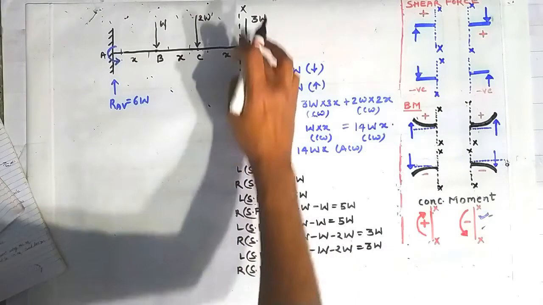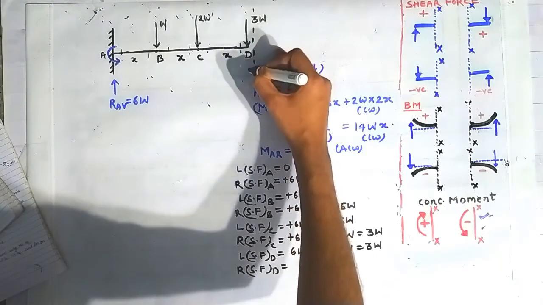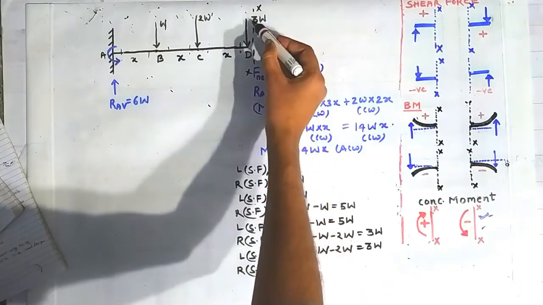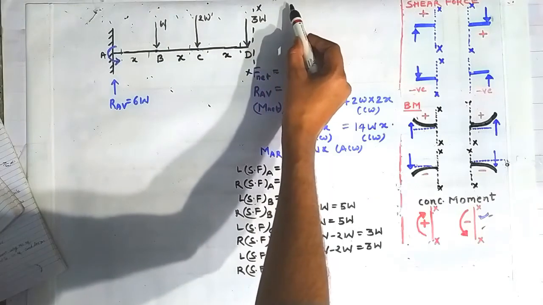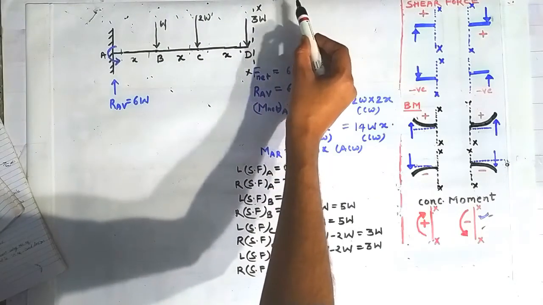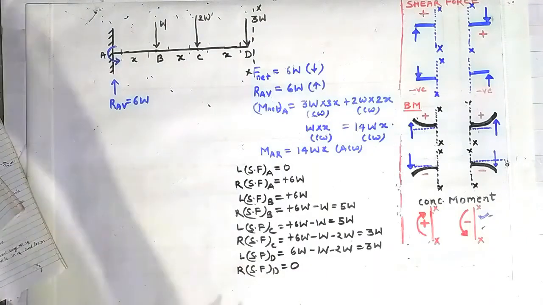Now friends, shear force on the right side of the point D, if you want to calculate, then you can look on the right side of the section. Earlier we have considered the left side of this section XX. Now I am considering the right side of this section XX. On the right side of this section XX, there is no force line. That's why shear force on the right side of the point D is 0. Now we will draw the shear force diagram.